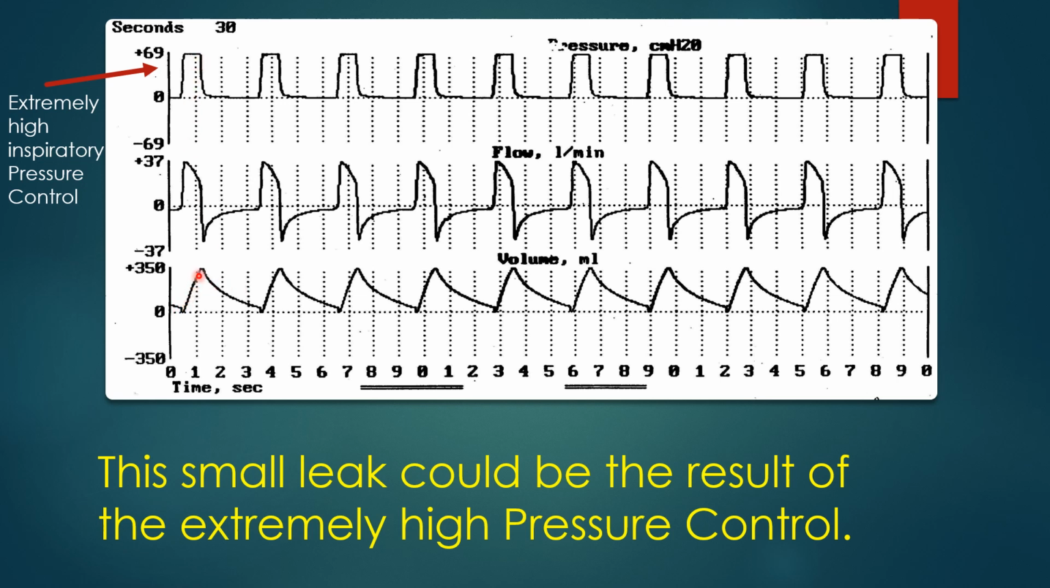Remember, when the volume going in is greater than the volume coming out, you must have a leak somewhere. So this is the volume going in. It says 350. And then when the patient exhales, it doesn't come back down to 0 again, and the next breath starts at 0. So there is a small leak here. I would suspect that this leak is caused by these extremely high pressures on inspiration.